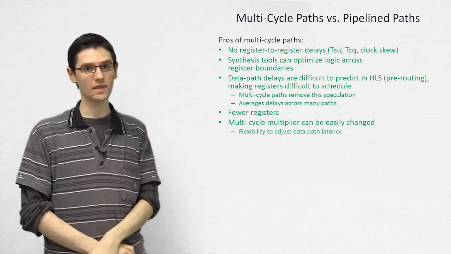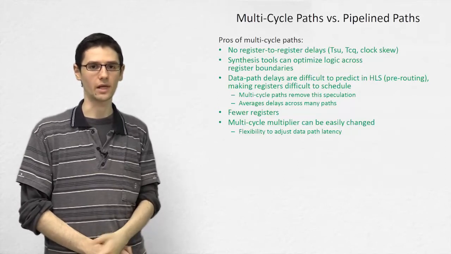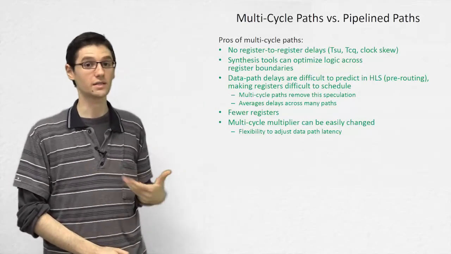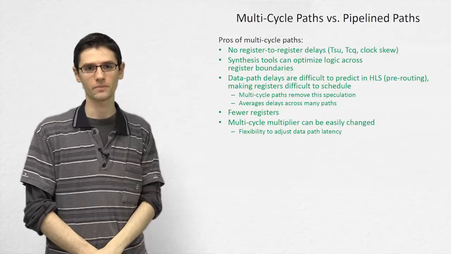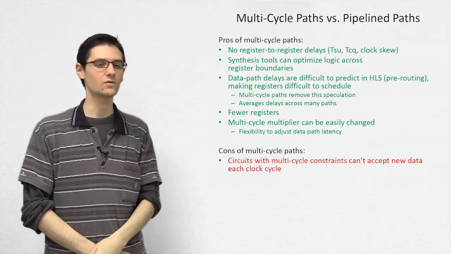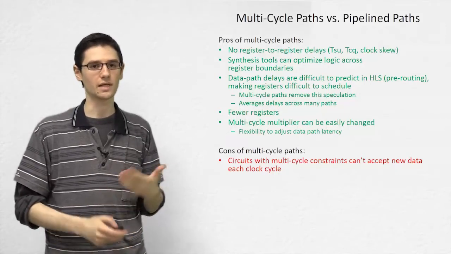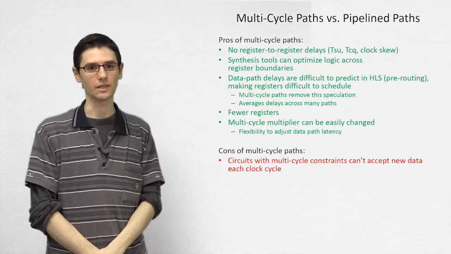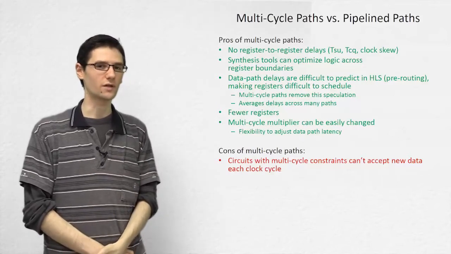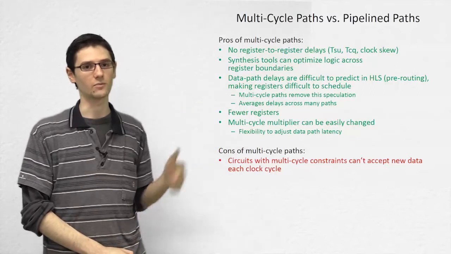It turns out that the first method I talked about, multi-cycle paths, actually have a lot of benefits compared to pipelining. I won't go through all of them, but essentially they can make your circuit a lot faster. However, there's a huge disadvantage associated with multi-cycle paths, and that's that you can't introduce new data into your circuit every cycle or every step. And the reason is that each of these paths take multiple steps to complete. It turns out that for a lot of circuits, this is a really big disadvantage. So we actually don't always use multi-cycle paths.